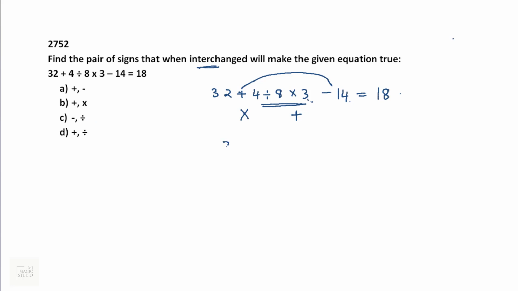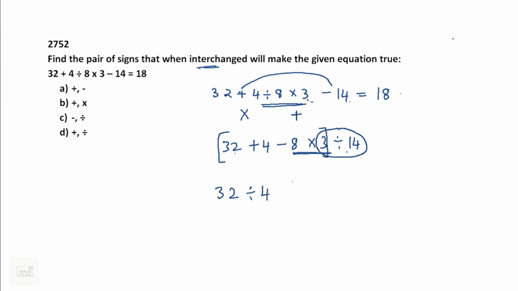Minus sign and division: 32 plus 4 minus 8 into 3 divided by 14. This will give something which when divided by 14 would be 18, or 3 divided by 14, if we follow the BODMAS rule, we would be getting something in fraction. And 32 plus 4, whatever we get, we multiply by 8, we will have again fraction. So let's try with plus and divide.